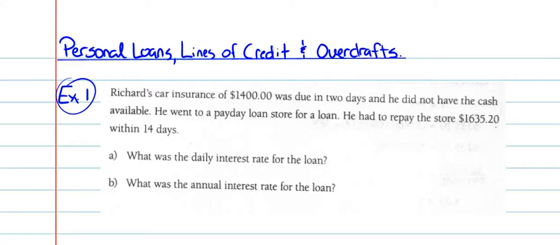Okay, so this one we're going to take a look at a few examples that deal with personal loans, lines of credit, and some overdrafts. Now, all of this stuff is still the same of what we've done.